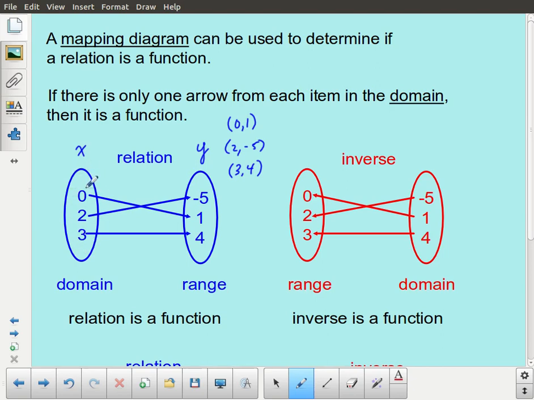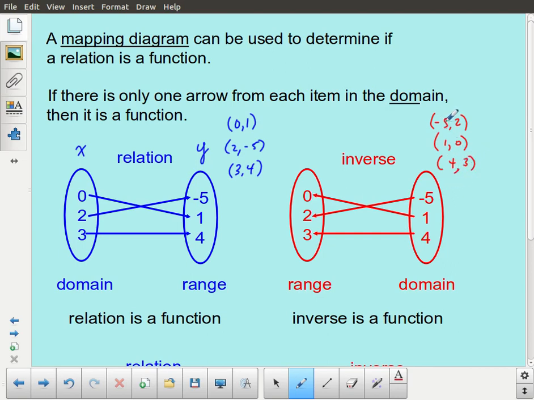As you can see in this case, since the x values only appear once, or since the inputs only appear once, for each input it only produces a single result. When I put in an input of 0, I always get a result of 1. When I put an input of 2, I always get -5. An input of 3 always gives me 4. When you're dealing with a mapping diagram, to take the inverse just means reversing the arrows. So in this case, that would mean that, for example, -5 gives an output of 2, and 1 gives an output of 0, and 4 gives an output of 3.